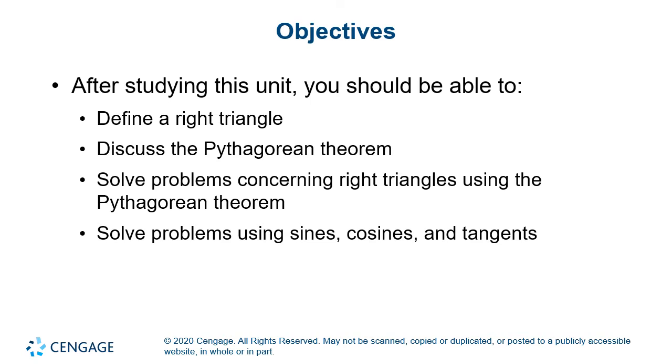So what are we trying to accomplish in this unit? Well, we want to be able to define a right triangle, so understand what that is and tell what characteristics of it make it a right triangle. We're going to need to know how to use the Pythagorean theorem to solve problems, specifically with right triangles. And then we want to become familiar with the trig functions: sines, cosines, and tangents.